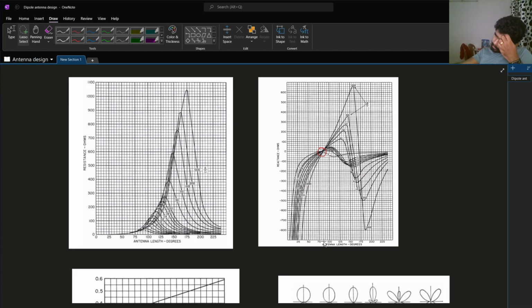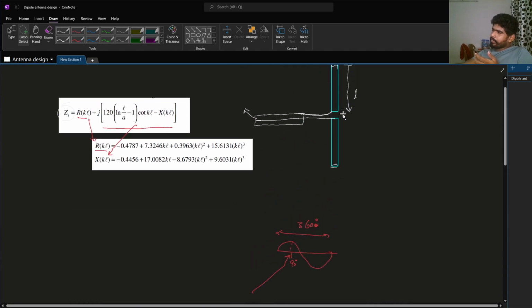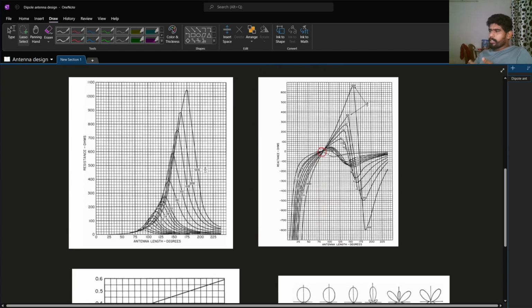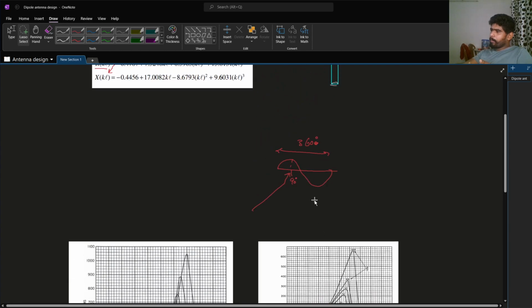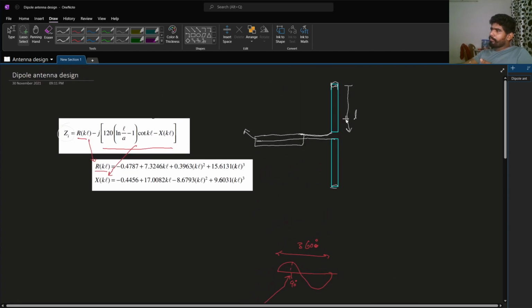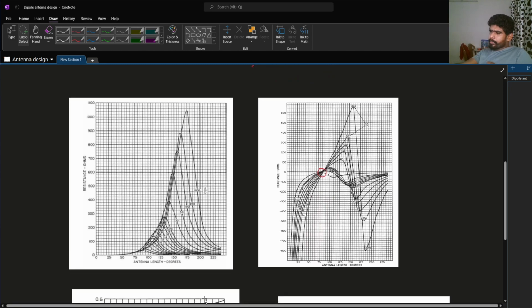For the resonant part, we need to check at which length the reactance becomes 0. From this we can see that at 90 degrees, the reactance is 0. 90 degrees means lambda by 4, so a wire with that length is very good. You can do some calculations for 2.4 gigahertz or something, and find out this length. This graph provides the resistance versus antenna length in degrees.